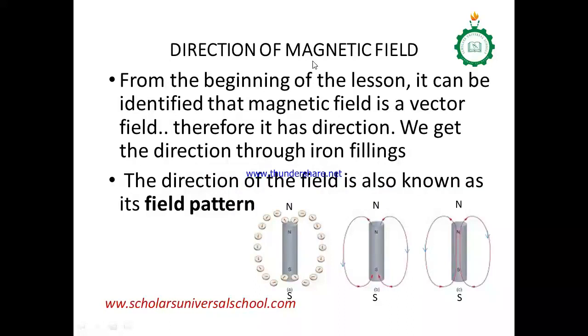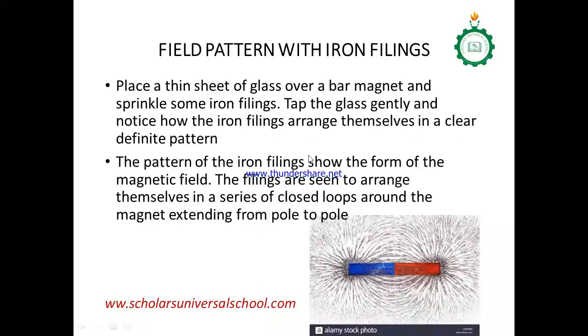So, direction of magnetic field. Since we said the magnetic field is a vector field, we expect a direction. So we have experiments to prove the direction of the magnetic field. We have the iron filing experiment, and the direction is called the field pattern. These are just illustrations for the direction of the magnetic field.